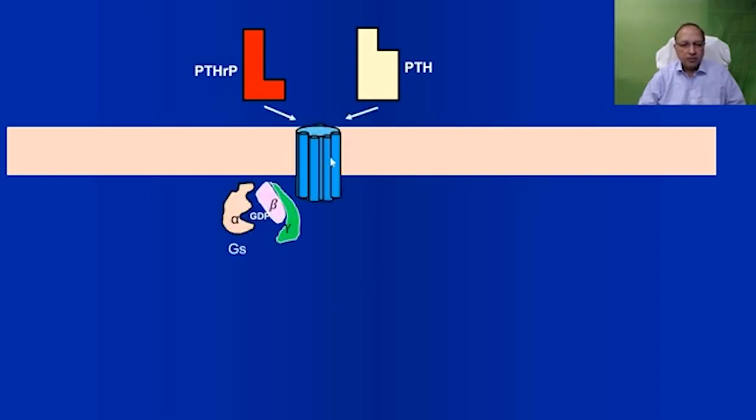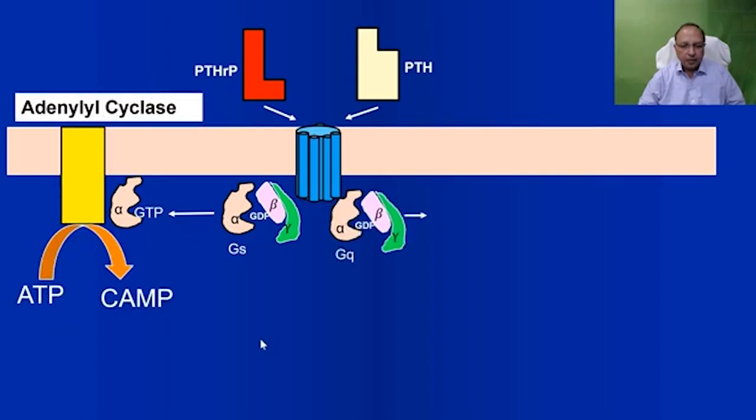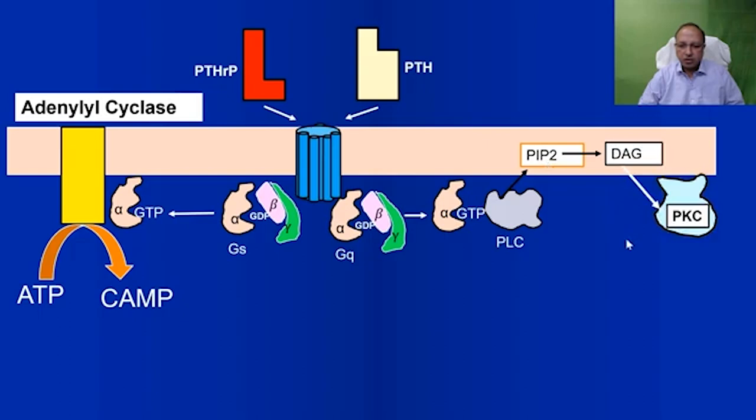So, it will act on the G protein coupled receptors, and via the stimulation of the activated G protein, it is going to cause the stimulation of the adenylyl cyclase enzyme activity that converts the ATP to cyclic AMP, and also there is an increase in the activity of the phospholipase C. This phospholipase C will then cause the activation of phosphatidylinositol diphosphate to diacylglycerol.